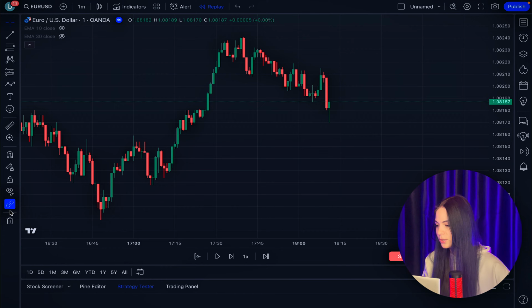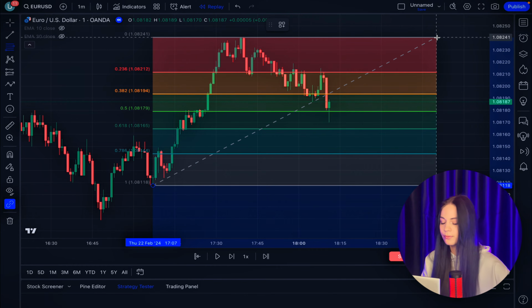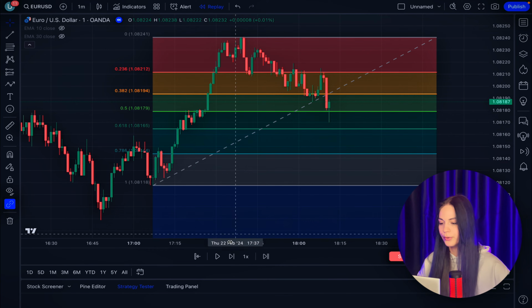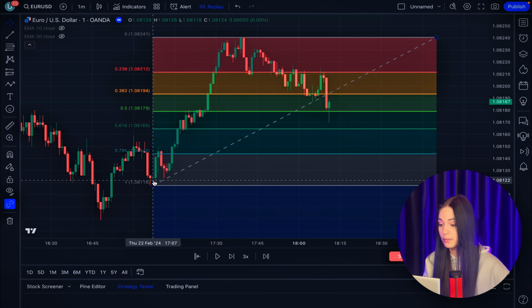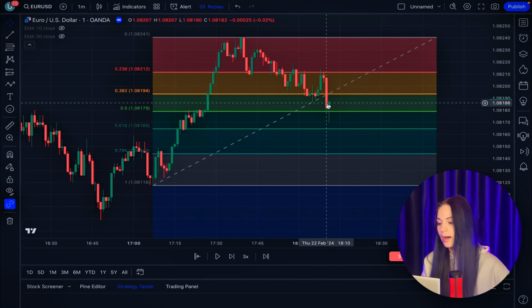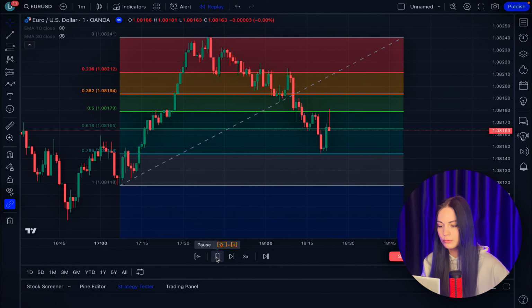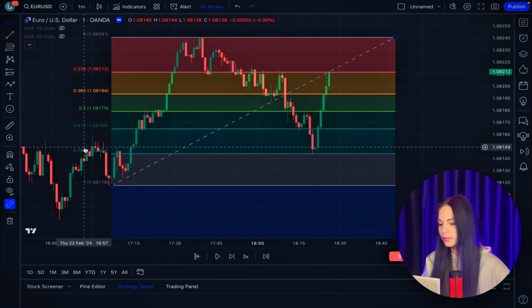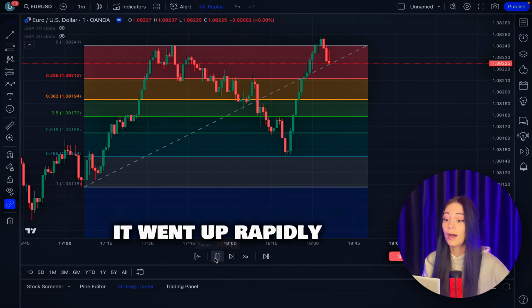If we do it in TradingView, we have this panel with different instruments on the left, and the third button is Fibonacci retracement. So let's connect the bottom part, starting from the shadows, with the highest point. Thanks to this, now we can find a potential reversal point here. We see it went up from the first point, and now it's in pullback. So let's see where it is going to happen. It went to the level of 0.786 and then it went up rapidly.